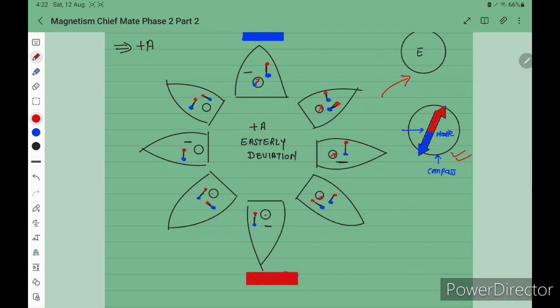Same easterly. Here it will not acquire, so it will be like this. So here the top of the needle is red, so it will repel, so it will cause easterly. Here also it repels.